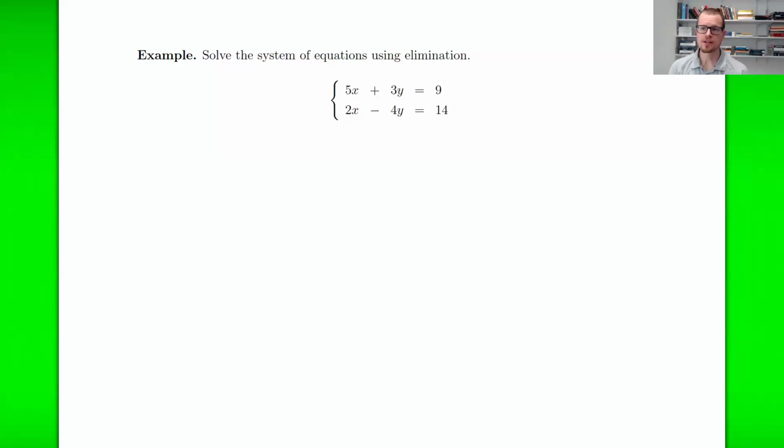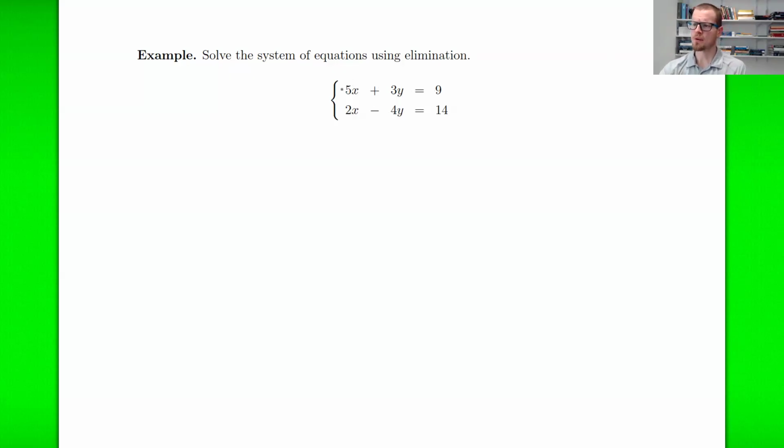Welcome. I want to take a look at another example solving a system of equations using the method of elimination or addition. In this case, if I were to add the two equations together, it would not eliminate a variable. What I need to do is multiply each of these equations by something, so I can, for example, make the coefficients on x match, but one negative of the other.